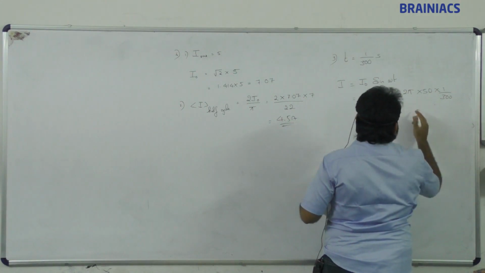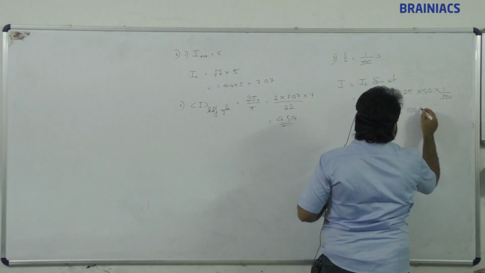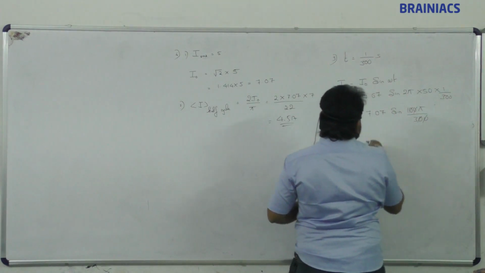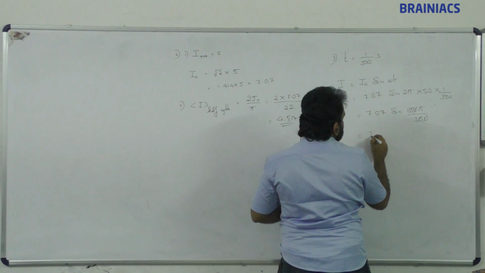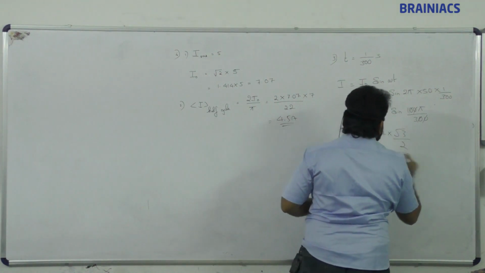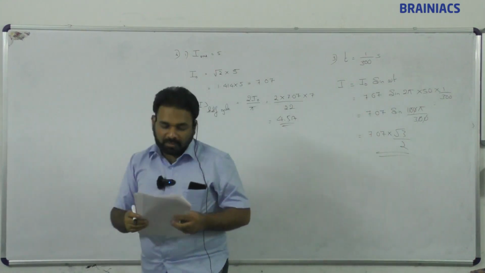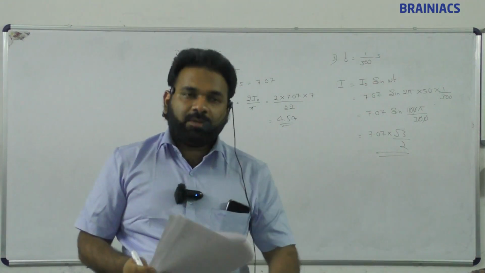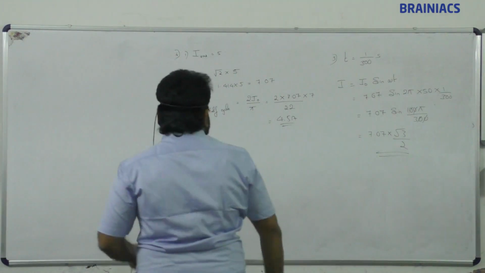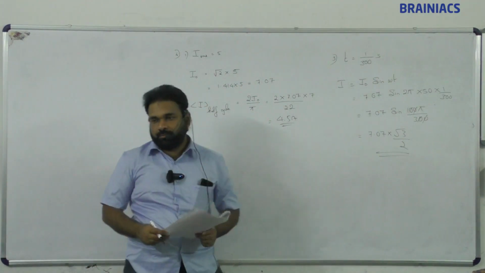Okay, so here we'll have to solve now. 100 pi by 300, pi by 3, sine 60. 7.07 into root 3 by 2. Done. So based on the option, don't waste time in calculating. Most of the time it will be given as root 3 by 2 I naught in the option.